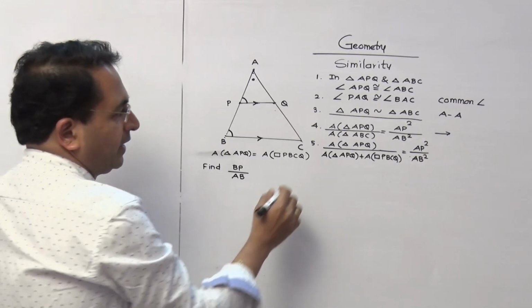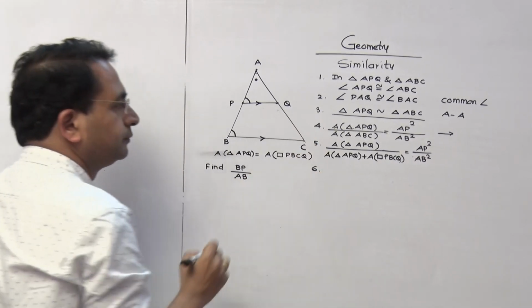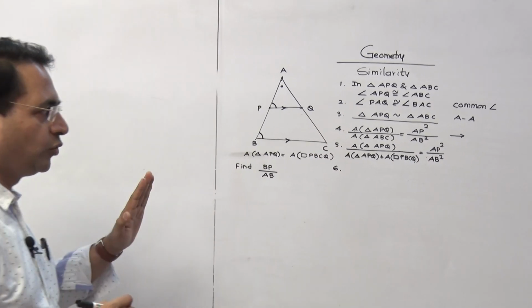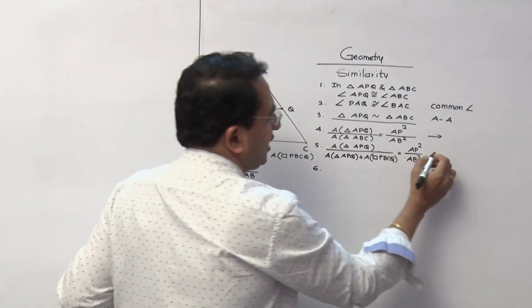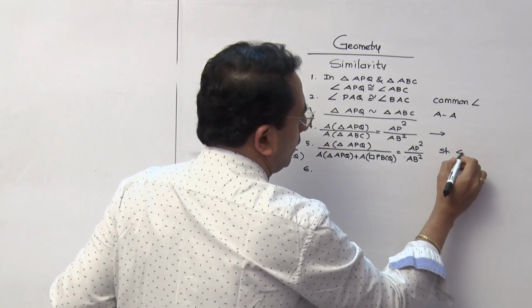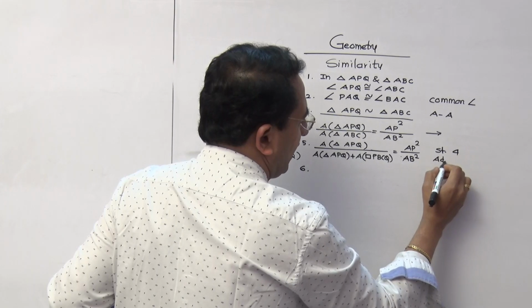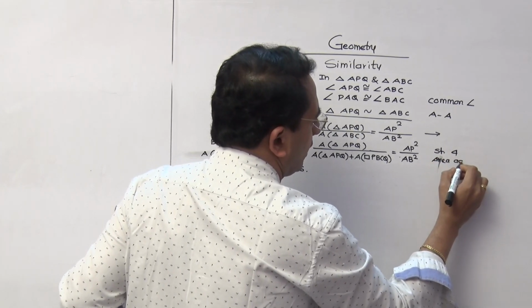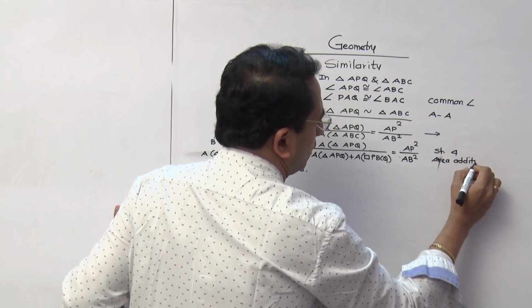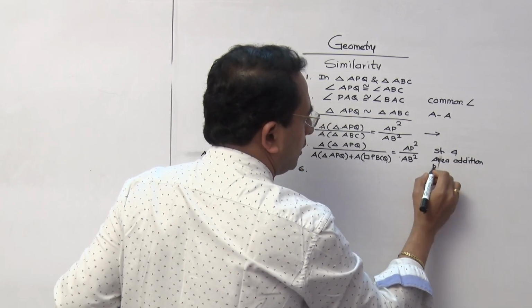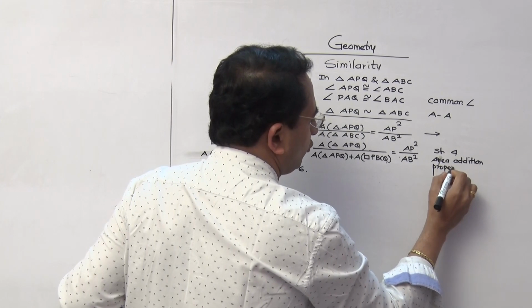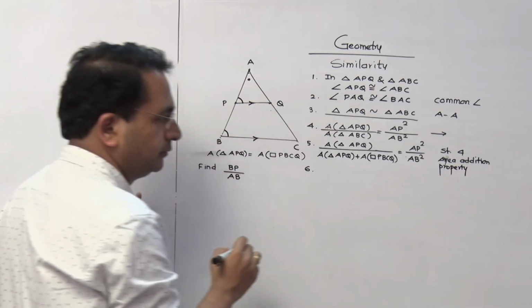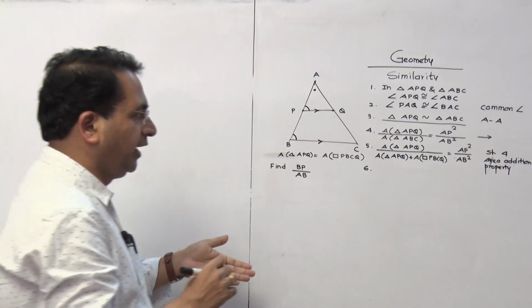Correct? Now sixth one. See, this is what we have to write from statement number 4. And along with that, we have to write the area addition property. The area addition property we can write. Now we have to go ahead.